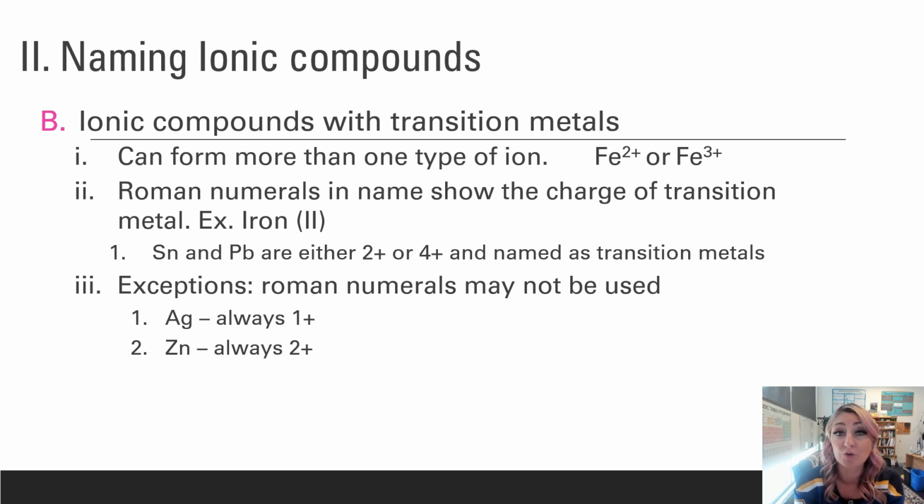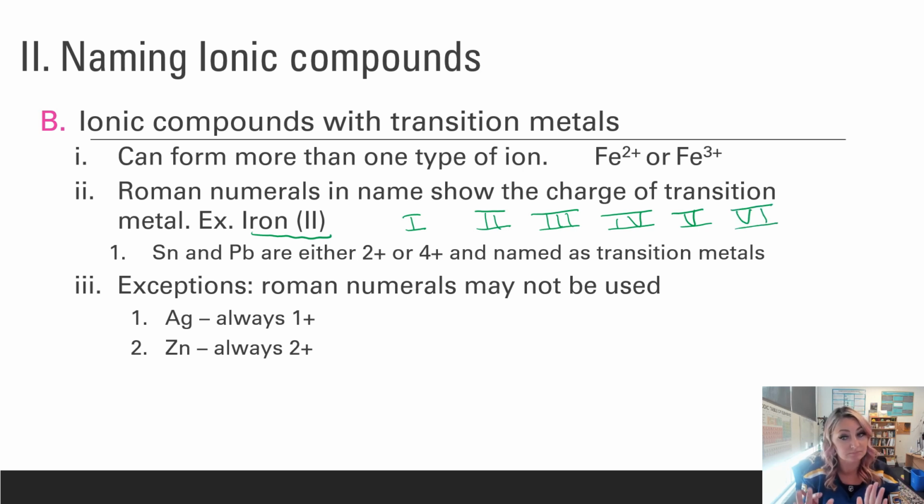So if I was trying to communicate that I'm talking about iron with a +2 charge, I'm going to say iron, and I'm going to put 2 in Roman numerals. Just as a primer on Roman numerals, there is I, there is II, there is III, and here's where it gets kind of weird. For 4, it's IV. 5 is V, 6 is VI. Okay, it may have been a while. We're just going to pretend like we never forgot those.